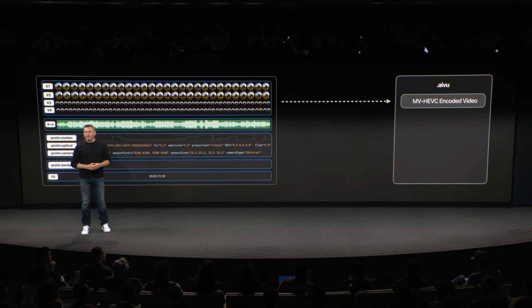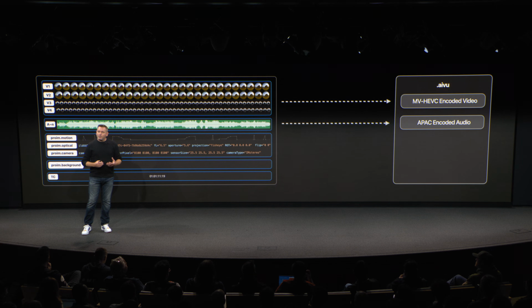So let's walk through how the AIVU file is built. First, the individual ProRes tracks are transcoded into a lightweight MV-HEVC video track. That MV means multi-view, or left and right views. And as the name suggests, it is a variant of the well-understood and highly efficient HEVC codec family.